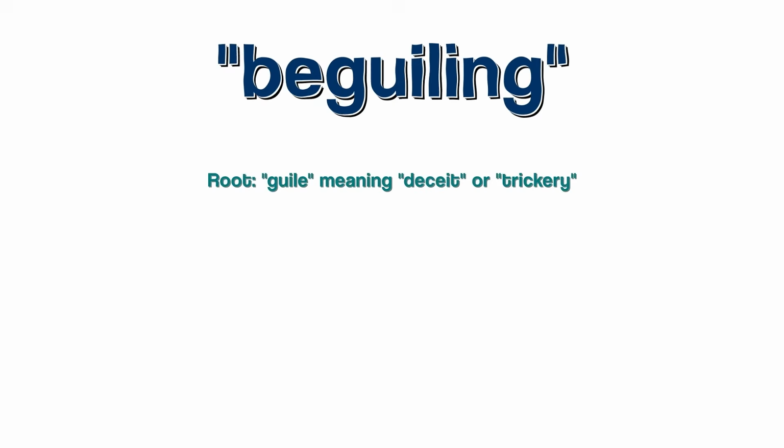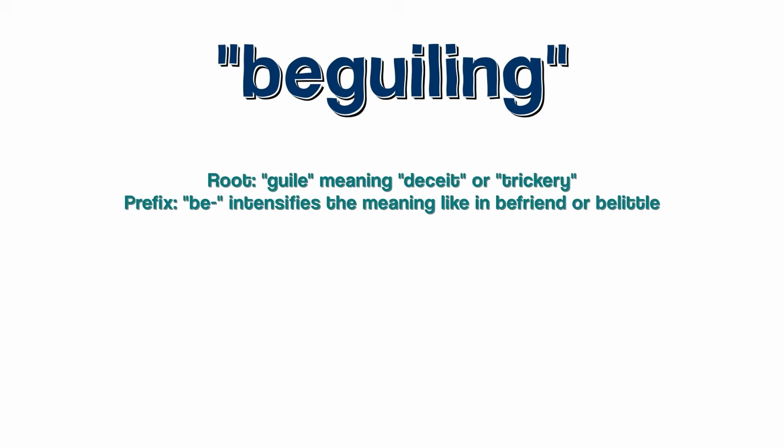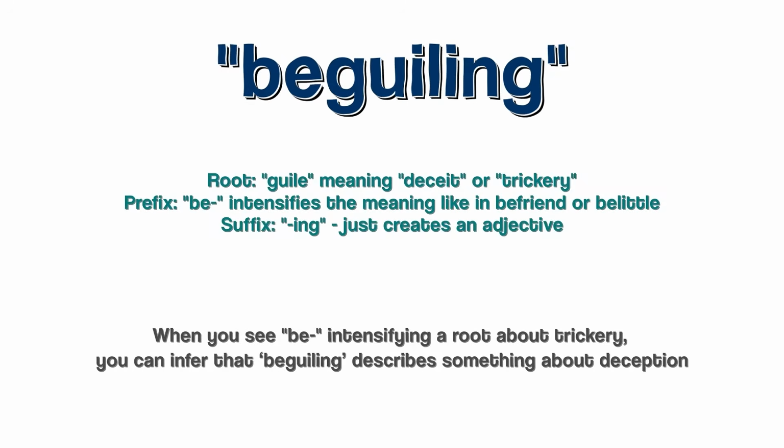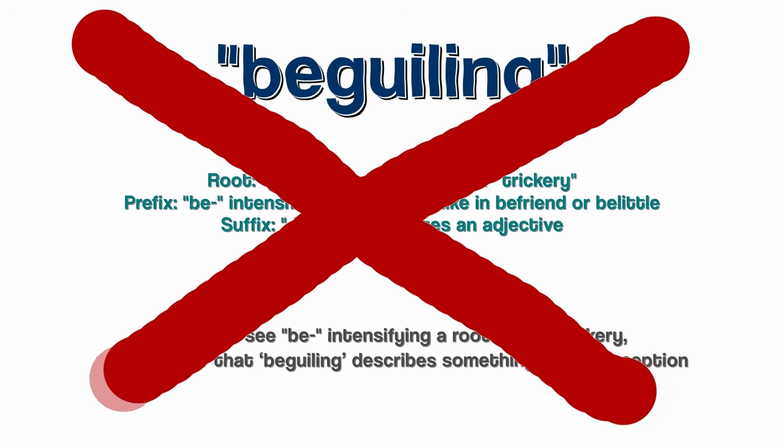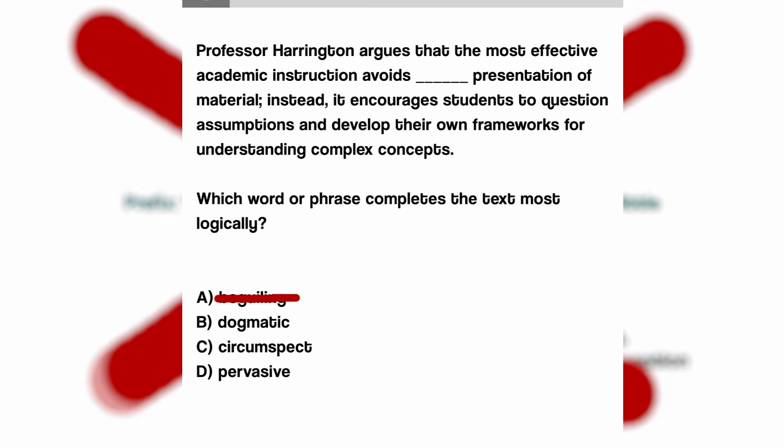So let's look at option A, beguiling. It has the root guile, which means deceit or trickery. The prefix be intensifies the meaning, like you'd see in befriend or belittle, and the suffix ing just makes this word into an adjective. So how do you infer the meaning of this word? When you see be intensifying a root about trickery, you can infer that beguiling describes something about deception, and this isn't really what we're looking for in this context, so we can just cross it out for now.